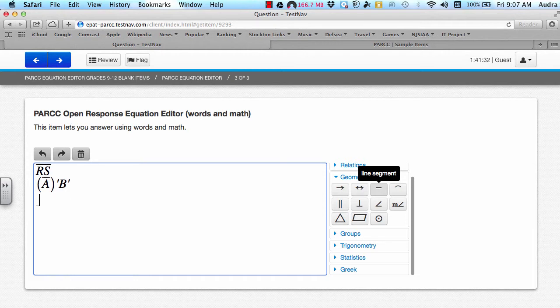Therefore, when you're explaining a transformation, you're going to need to use words instead. So in this example, you would need to say segment A prime, B prime, because their segment notation and line notation does not work. So please keep that in mind as you are taking the test.